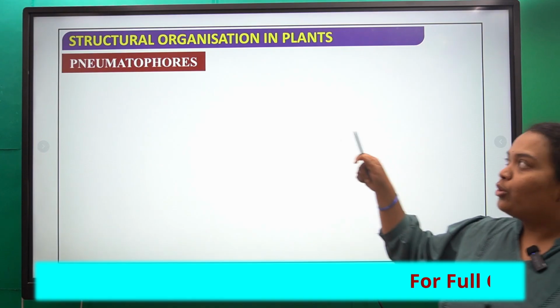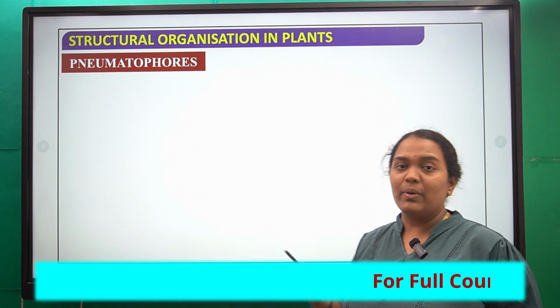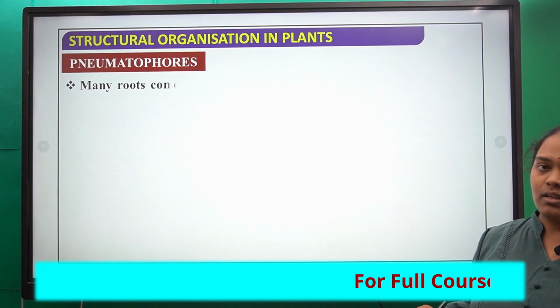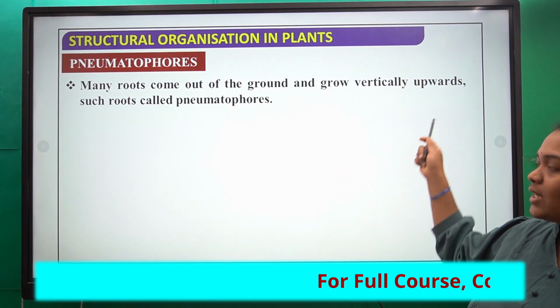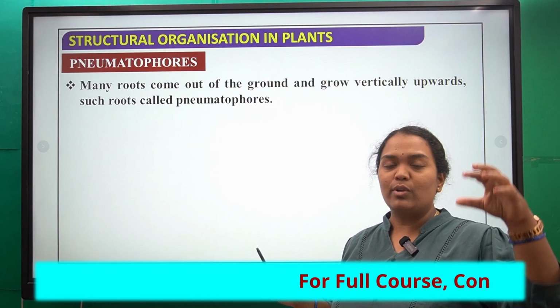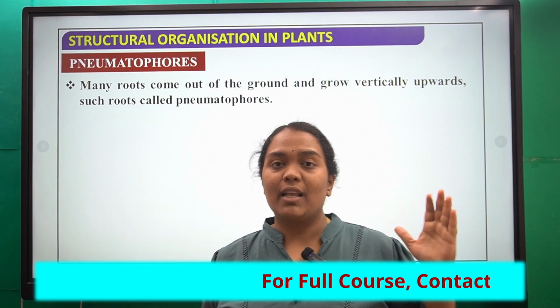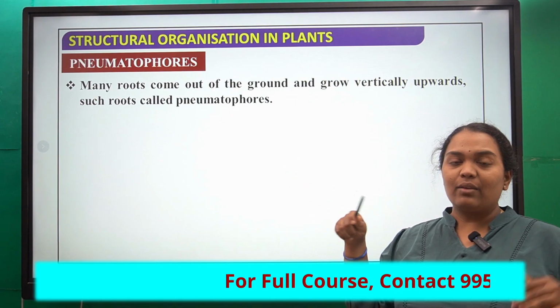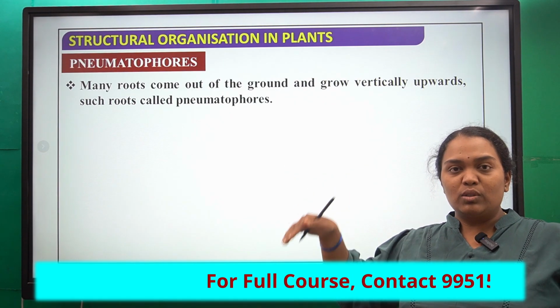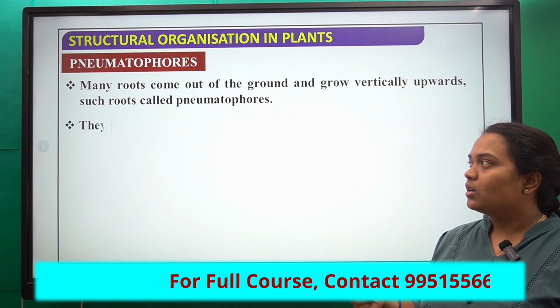Next is pneumatophores. Very important topic. Pneumatophores help in respiration of the plant. So many roots come out of the ground and grow vertically up. As you all know, roots will always grow towards gravity. But these pneumatophore roots grow against gravity. Almost all roots will go into the ground, but these roots will come out of the ground.